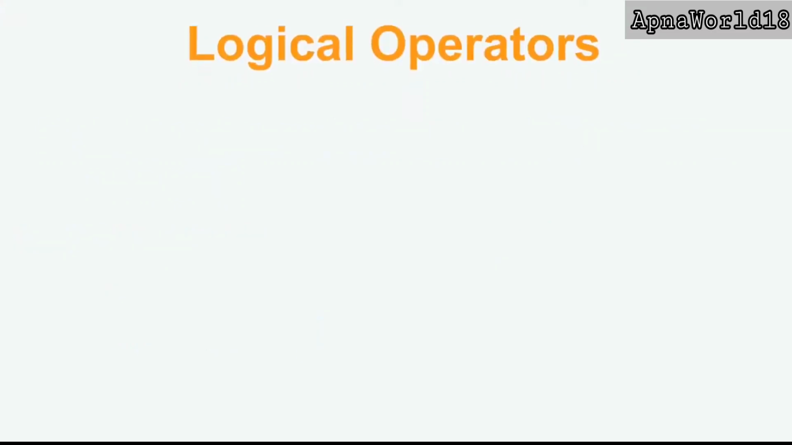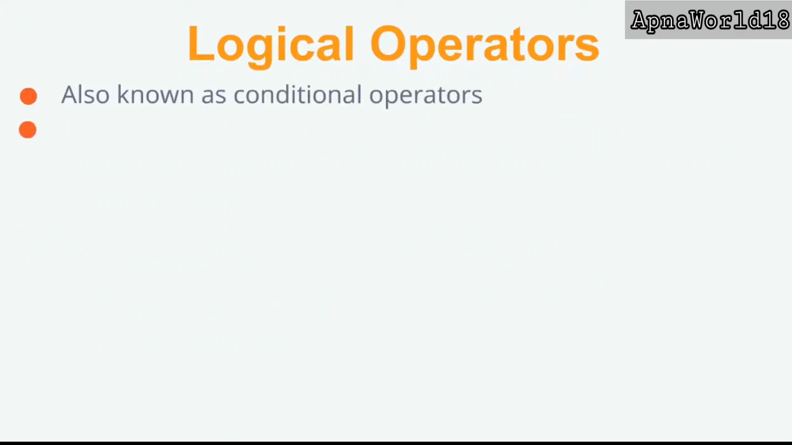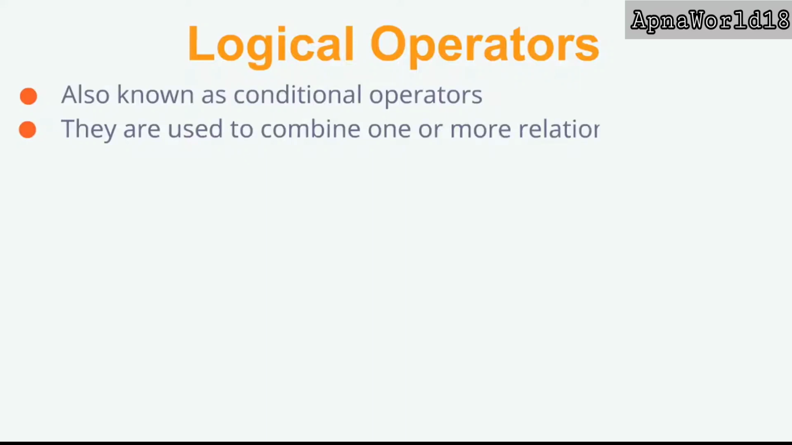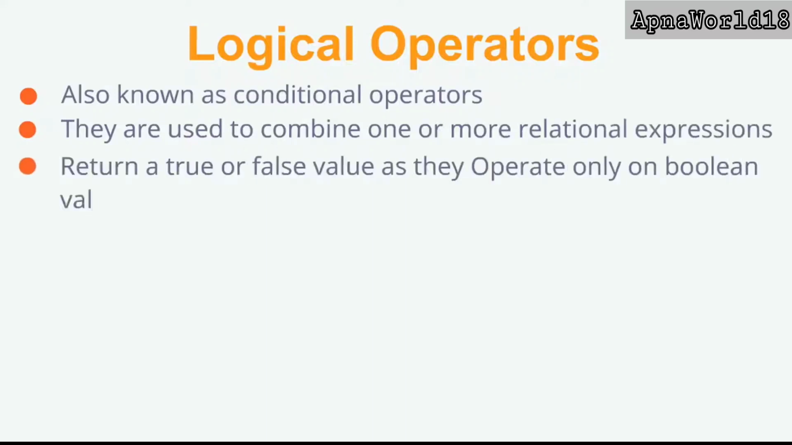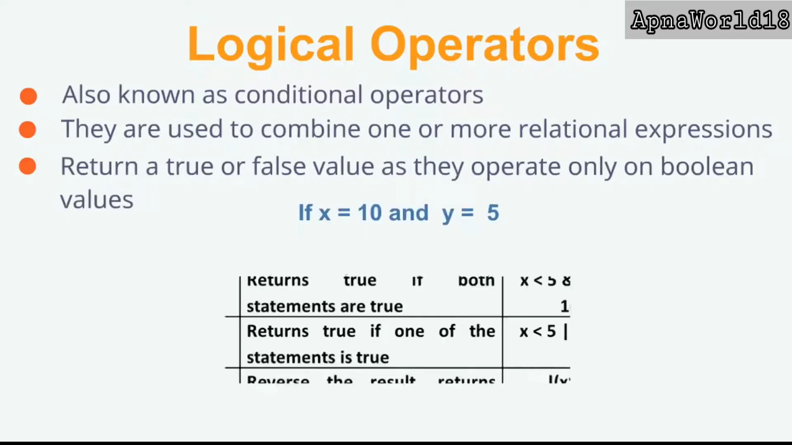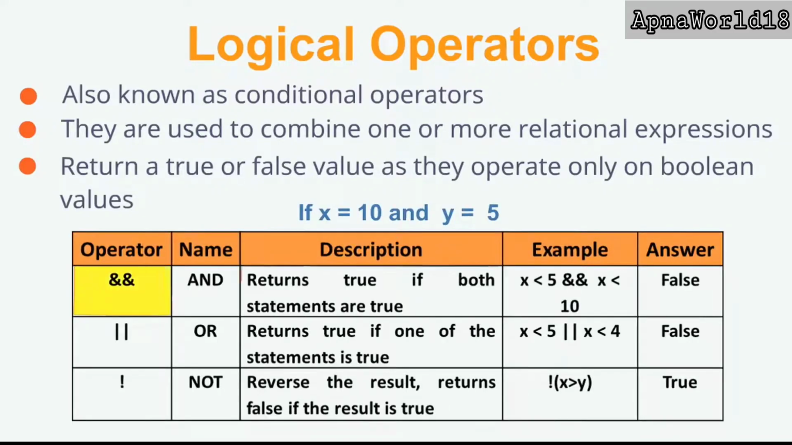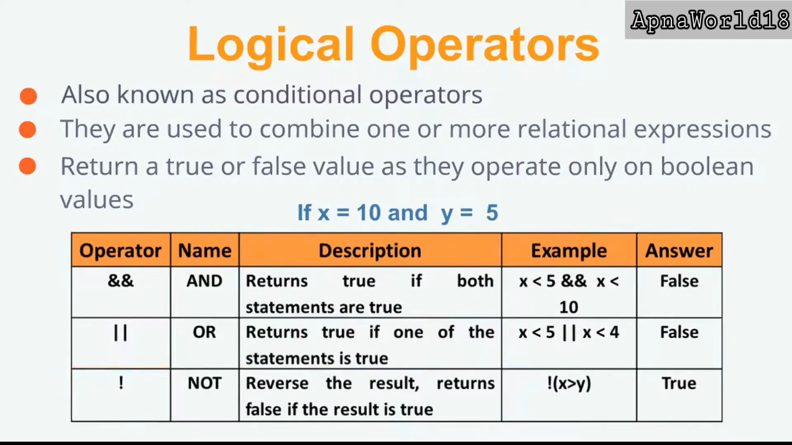Next, let's take a look at logical operators. They are used to combine one or more relational expressions, and they too return a true or false value as they operate only on Boolean values. Let's see each one of them. AND returns true only if both statements are true. OR returns true if one of the statements is true. NOT reverses the result, returns false if the statement is true.